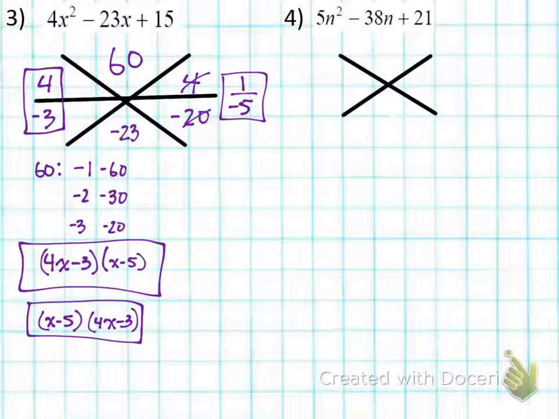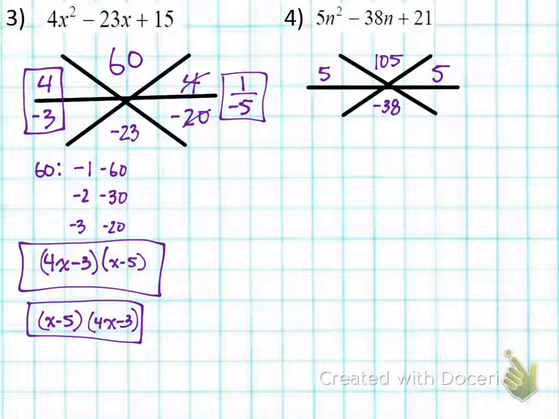Let's make an X box. A, B, and C, we know what they are. So let's put A is 5. B is negative 38. What's A times C, everyone? 105. Good. Okay, so got a question for you. We need to find two factors. Eyes up here. We want two factors that multiply to be positive 105, but add up to negative. So will I have a positive times a positive, will I have a positive times a negative, or will I have a negative times a negative?